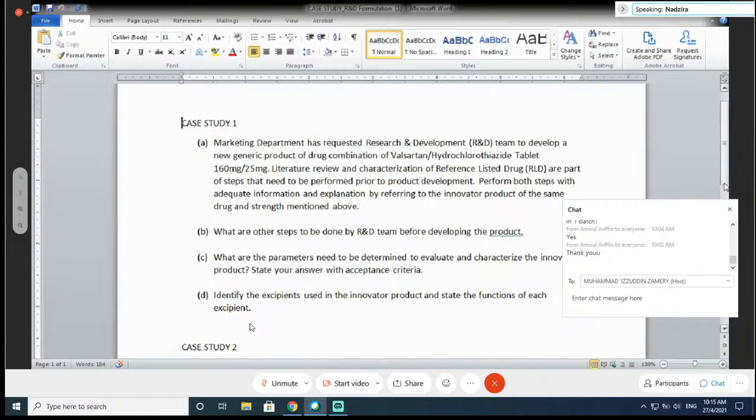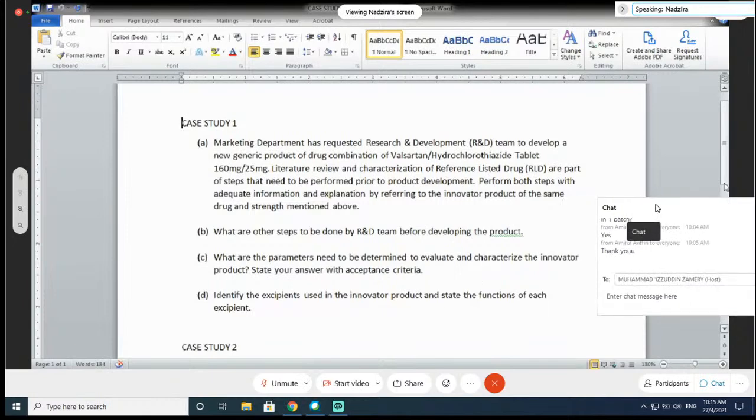As for the first case study, the marketing department has requested the R&D team to develop a new generic drug product, a combination of valsartan and hydrochlorothiazide tablet 160 mg, 25 mg. Literature review and the characterization of the RLD are part of the steps needed prior to product development. Perform both steps with adequate information and explanation by referring to the innovative product of the same drug and strength mentioned above.